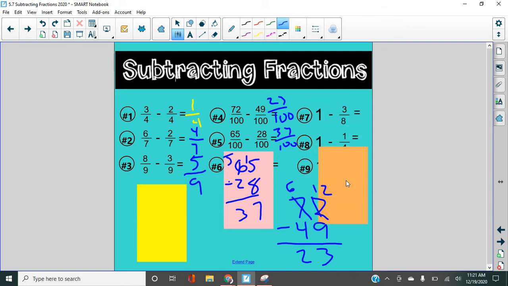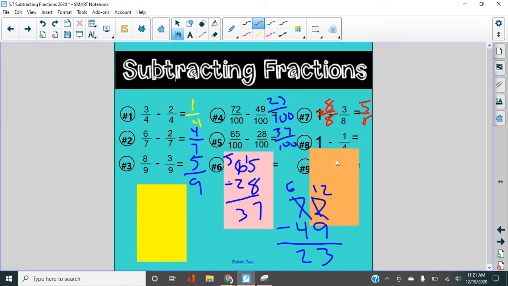If we look at these with one whole. Well, think about that. One whole. I'm dealing with eighths here. So 1 whole is 8/8, right? 8/8 minus 3/8 equals 5/8.